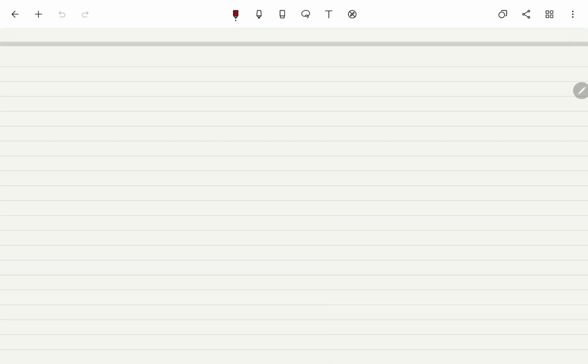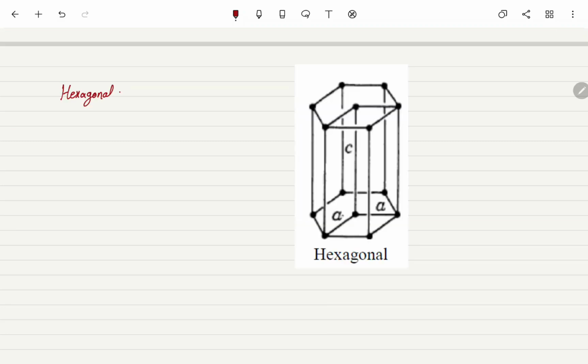Now another type of three-dimensional Bravais lattice is the hexagonal structure. In the hexagonal structure, A1 is equal to A2. This is A1, this is A2. So A1 equals A2, but it's not equal to C, and alpha is equal to beta, which equals 90 degrees, but not equal to gamma. In this case, it's equal to 120 degrees. And this is the hexagonal lattice.